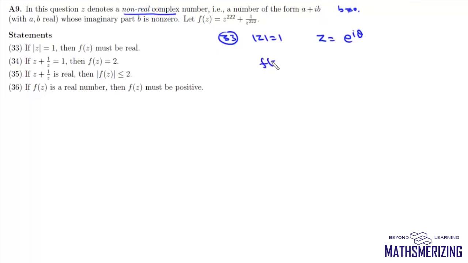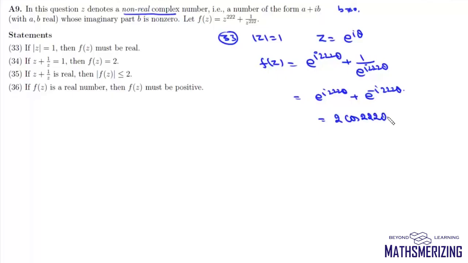Then in that case, f(z) will be e to the power iota 222 theta plus 1 upon e to the power iota 222 theta, which is e to the power iota 222 theta plus e to the power minus iota 222 theta. Using Euler's formula, the sine part will cancel, so it will be equal to 2 cos 222 theta, which is a real number. That means statement 33 is correct.